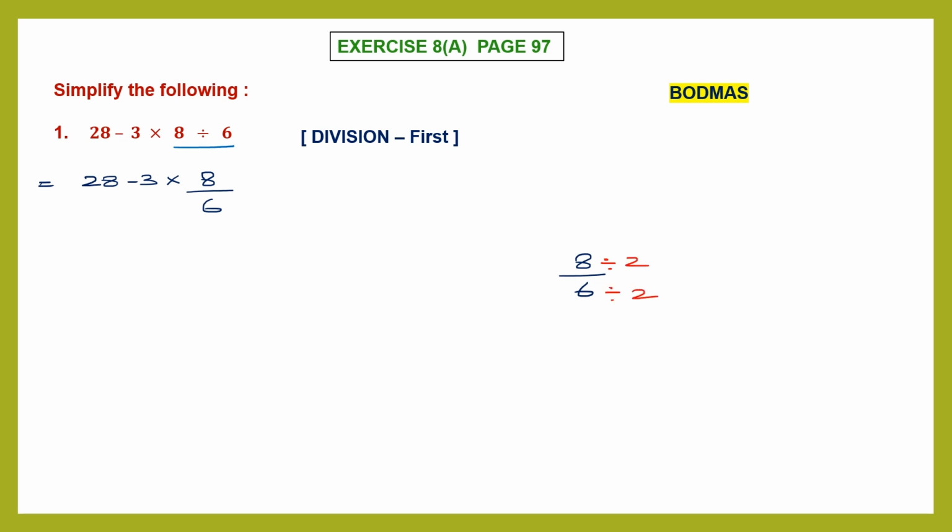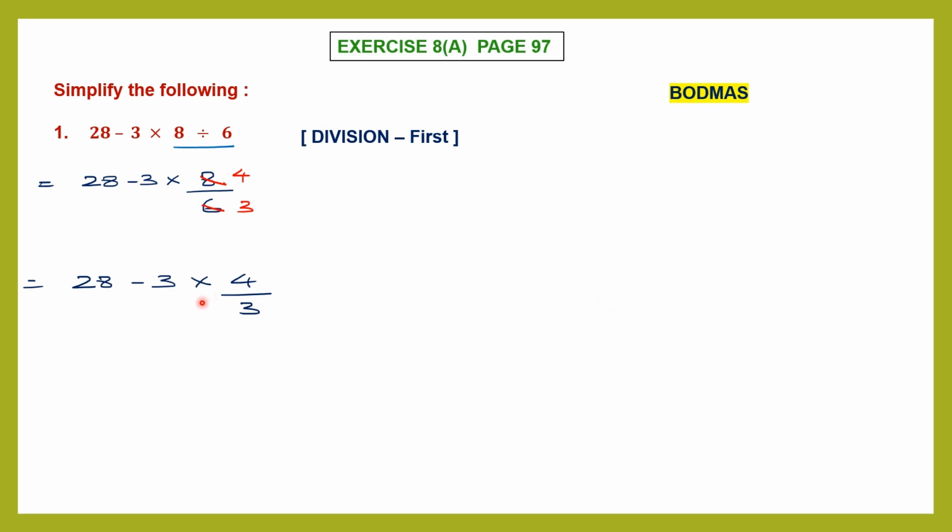Now, 2 into how much is 8? 2 fours are 8. And 2 into how much is 6? 2 threes are 6. So here we have 4 by 3. So in the place of 8 by 6, we can write 4 by 3. So this becomes 4 and this becomes 3. So what do we have here? We have 28 minus 3 into 4 by 3. We can leave it like that for now.